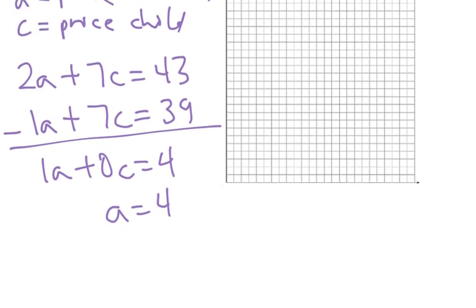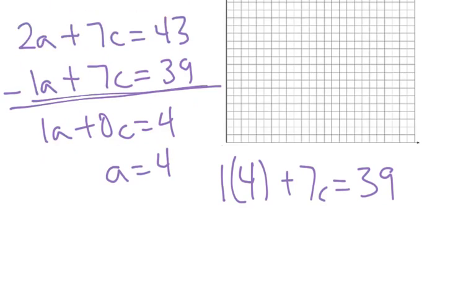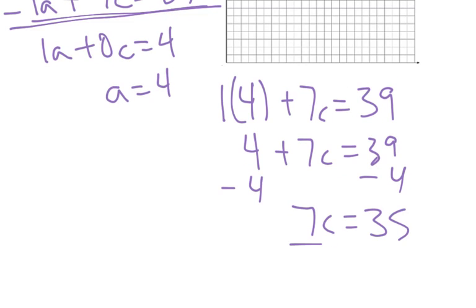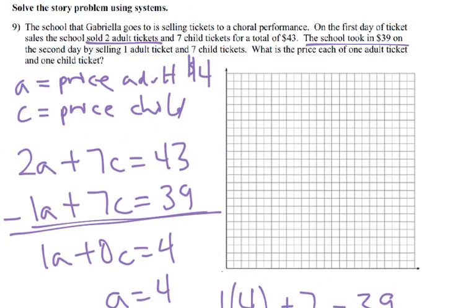So if I know the price of an adult ticket, I can use one of these equations and say 1 times 4, plus 7C equals 39. So that's 4 plus 7C equals 39. Subtract 4. 7C equals 35. Divide by 7. And C equals 5. So what does that tell us? Child ticket is $5. So this must be something like the Wiggles. Okay, that's one way we could have solved it.